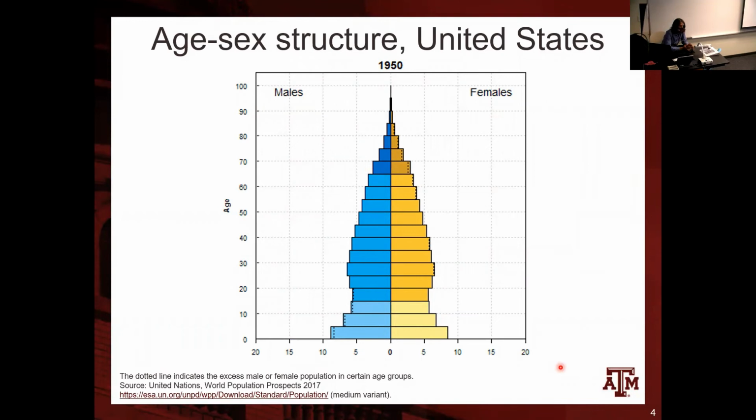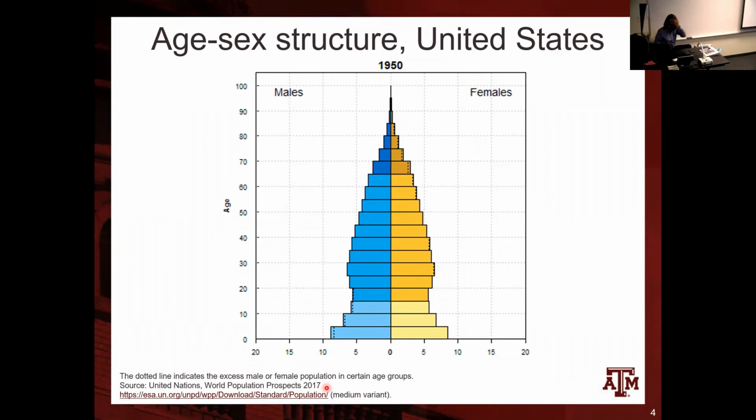The overall age sex structure in the US has been changing as well because fertility declines. So by 1950, we already have an age sex structure that's not completely like a pyramid as we still see in developing countries, but you still have a wider base. These graphs here, I got them from the United Nations, based on their projections, based on the data that they have up to 2017.